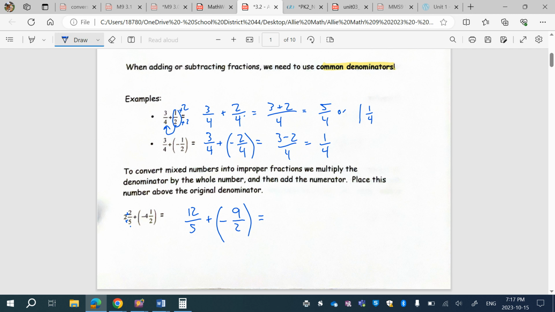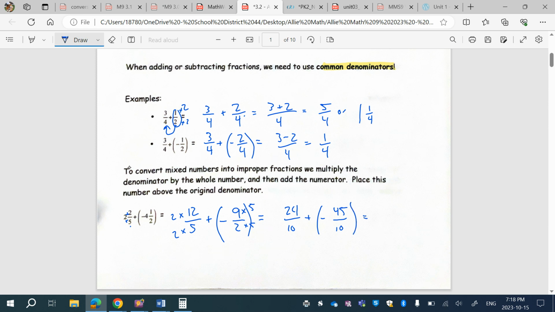So we need to ask ourselves, what's the first number that both 5 and 2 go into evenly? 2 doesn't go into 5, so we need to change both of these fractions. I know that 10 is the first number that both of them go into. So we're going to change both of these fractions so that they have 10 on the bottom. So 2 times 12 is 24 over 2 times 5 is 10. And that's adding negative. 5 times 9 is 45, and 2 times 5 is 10.